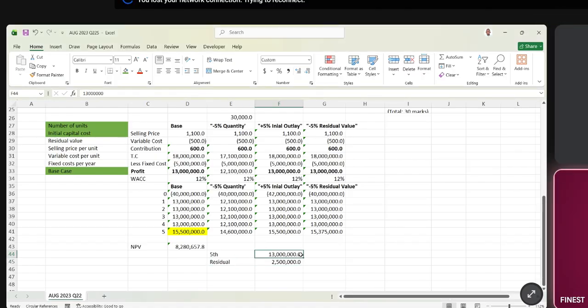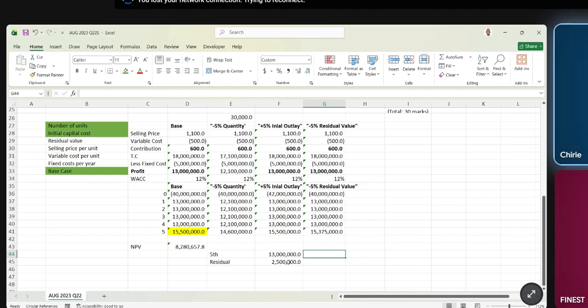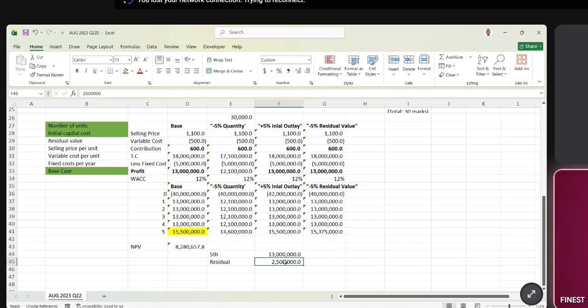This one is not affected. Remember, this is just a cash that has to come at the end of the fifth year. So what is being affected here is the residual value, 2.5. If you take this to be 100% and it is being affected adversely, it is accounted for at 95%. So we are going to use 95% multiplied with 2.5.